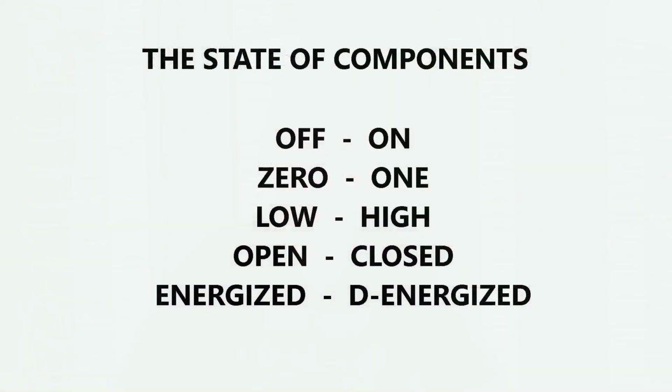There are several means that we use to describe whether a component is on or off, whether it conducts or doesn't conduct. Some of these are off and on, of course. We know what that means. 0 and 1, which is the equivalent in the digital world. Low and high also refers to the digital world. Open and closed and energized and de-energized refer to contacts, switches, push buttons, those sorts of things. So this is also an important part to remember.